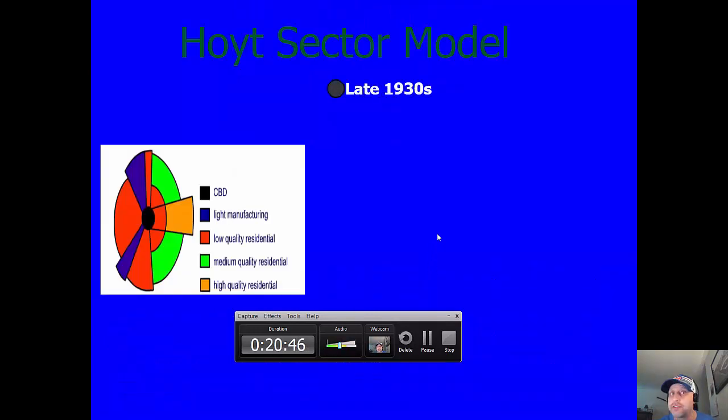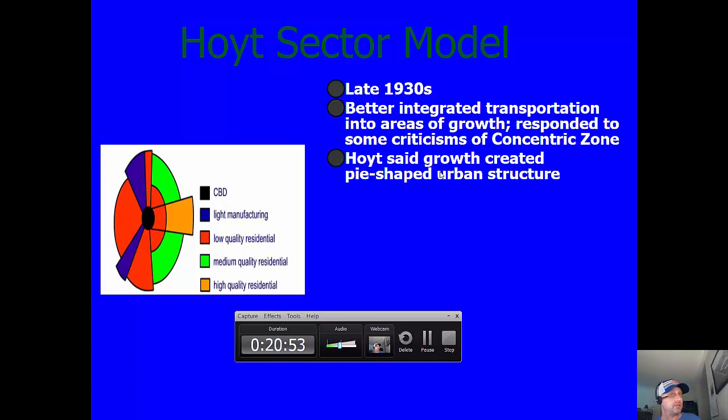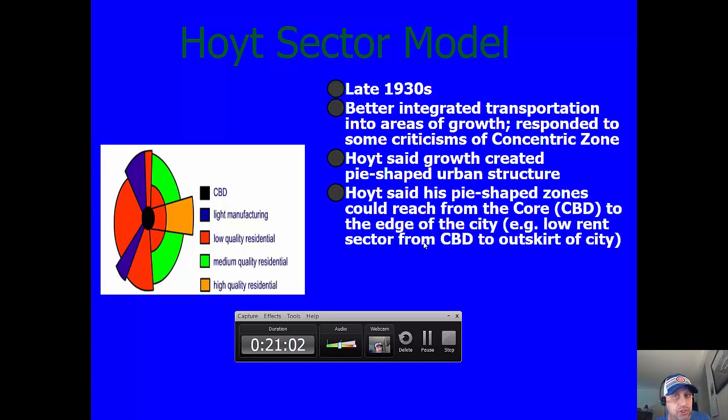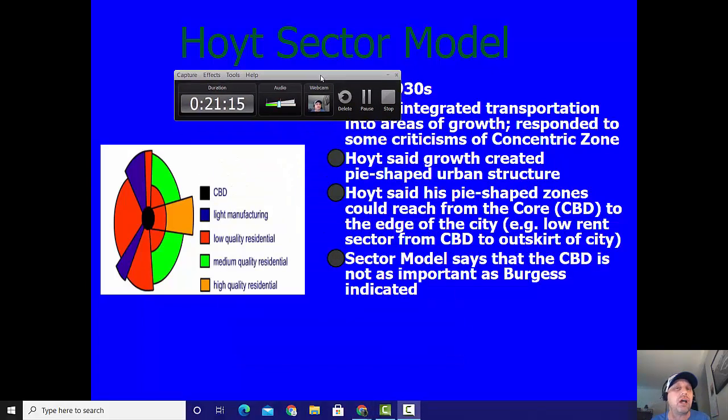Hoyt's sector model into the 20s and 30s better integrated transportation into growth, right? And it also responded to some of the criticisms of Burgess's concentric zone. Remember, growth is now more pie shaped in terms of its direction. And he said, obviously, you are going to see that growth from the core towards the edges of the city, especially with the high class residential. All right. The sector model obviously argues, hey, the CBD isn't as important as it once was, because now transportation routes are determining where the growth is, not the CBD.